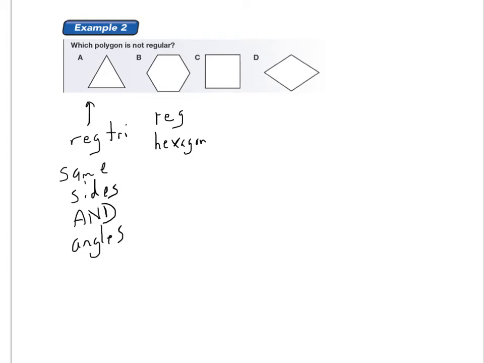Okay, this one has all sides that look the same. All the angles look like the same. They're all 90 degrees. This is called a square. We should all know that. Okay, but that is a regular, and it's called a square, but it's a regular quadrilateral, because a quadrilateral has 4 sides. Okay, well, if we're good multiple choice people, we know this one should not be regular, but we got to be able to explain why.